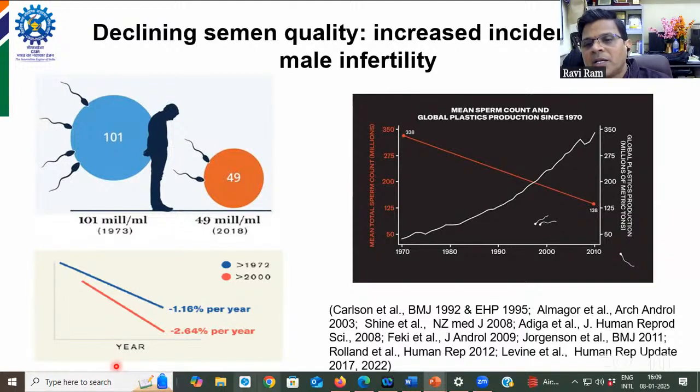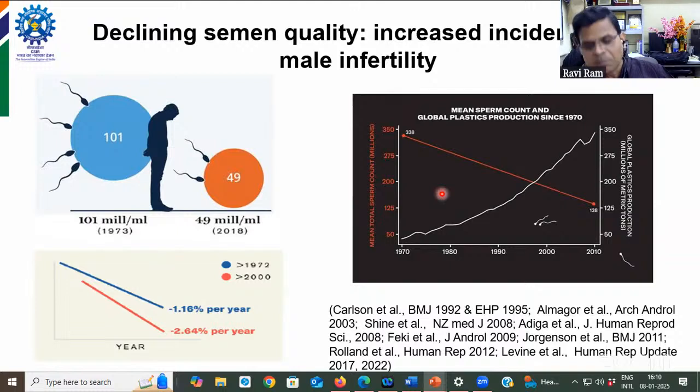But what's important to see is that this reduction in sperm counts has been associated with increased industrial production. If you correlate this way, the numbers are going down as the global chemical production or load is going up. This is just with plastic production, but if you look at a good number of chemicals, there are several other classes of chemicals, and this trend is pretty valid.